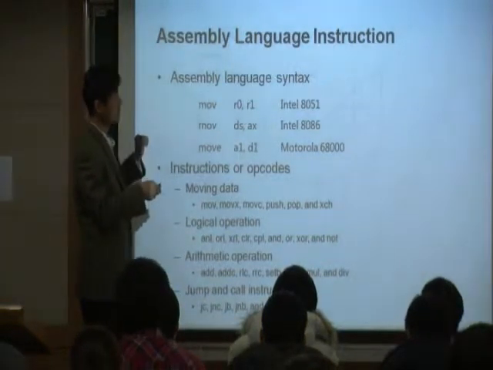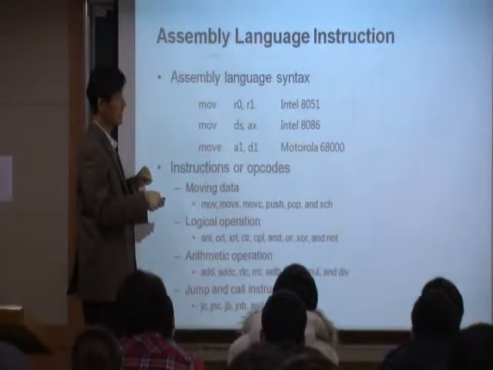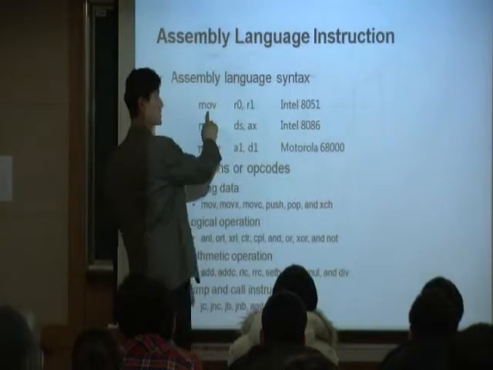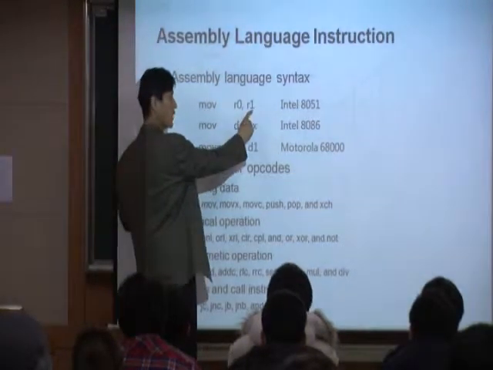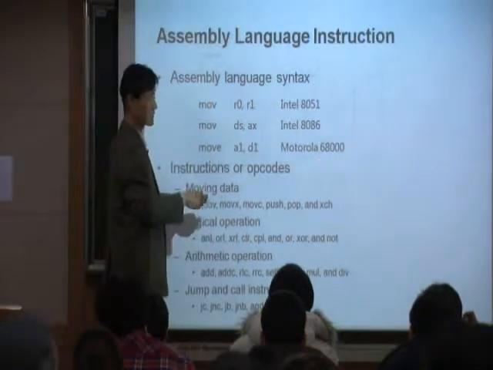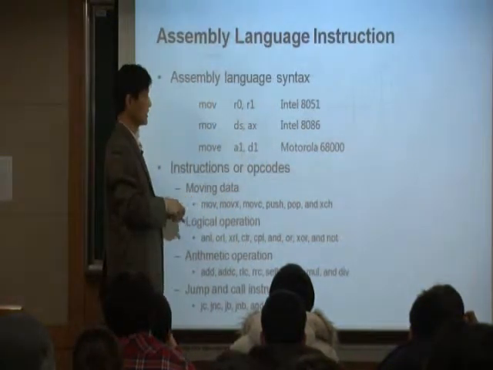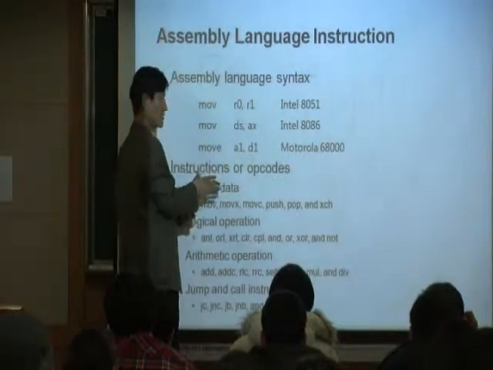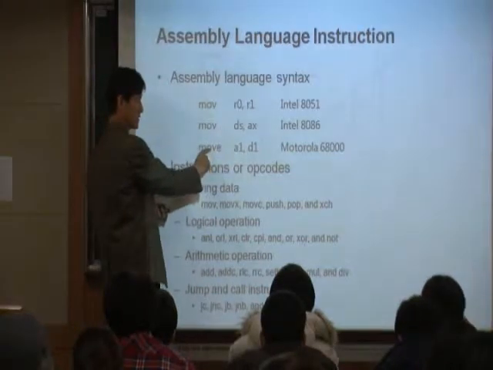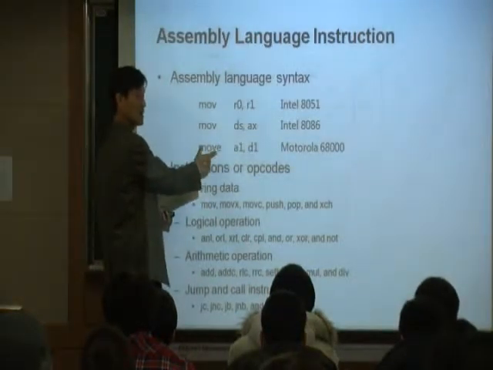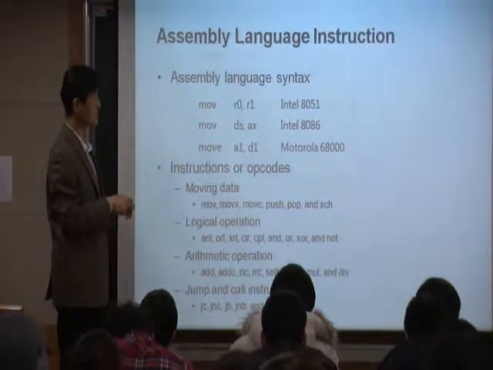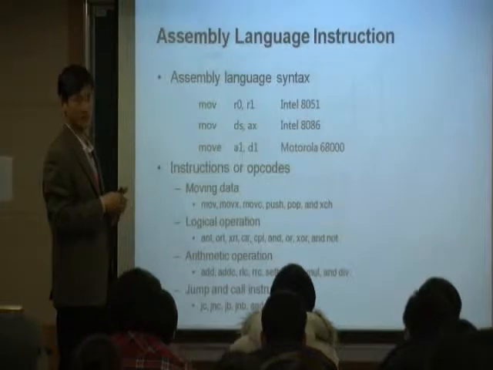So what I'm showing here is that different processors have different assembly instructions. This instruction, right? This is the way used in Intel 8051. If you see another processor, for example, Motorola processor, they use a different way of writing instructions. You can probably do the same job, but look at this one. They have a MOVE, right? They write the instruction differently. So this assembly instruction is processor dependent.